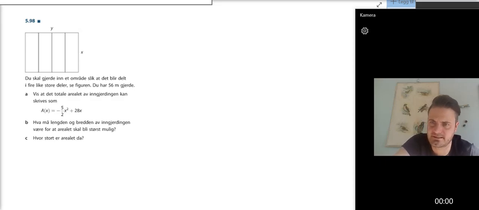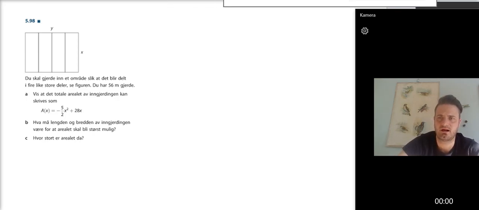Exercise 598. This is an optimizing exercise. We have an area which we are going to divide into 4 equally large parts, and we have 56 meters of fence. So how should we do this? We want to maximize the total area.